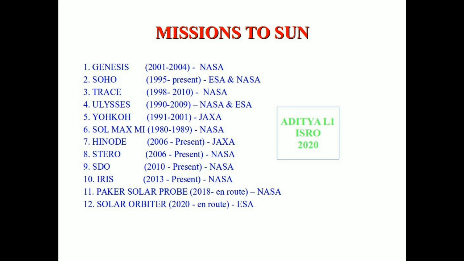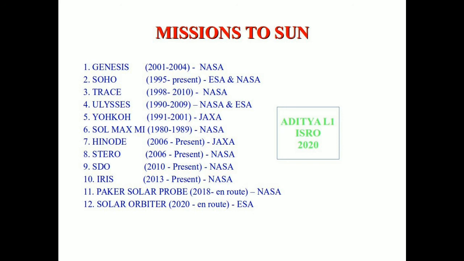Eighth one, Solar Terrestrial Relations Observatory. Its operating period is between 2006 to present. Launched by NASA. Its achievements include showing the three-dimensional structures of CMEs, means coronal mass ejections, and showing how matter and energy flow to Earth from Sun. Ninth one, Solar Dynamics Observatory. It is launched by NASA and its goal is better understanding of solar activities.